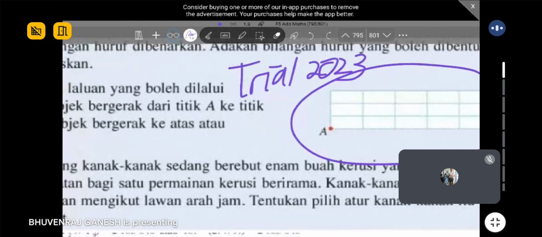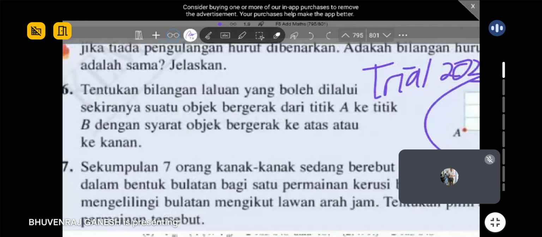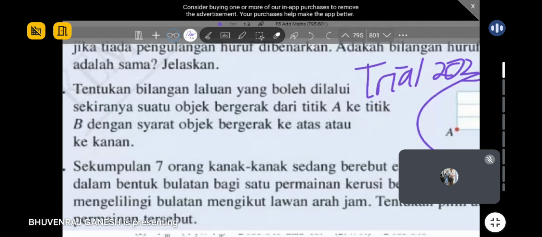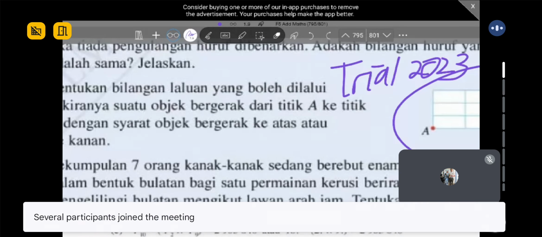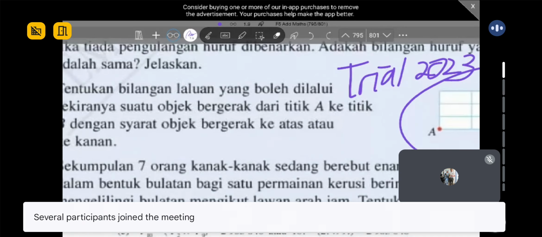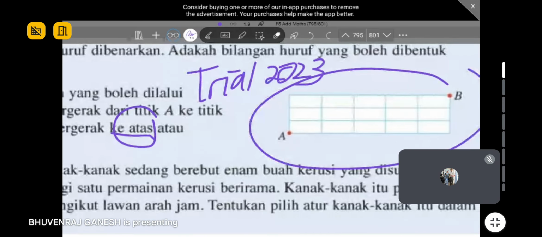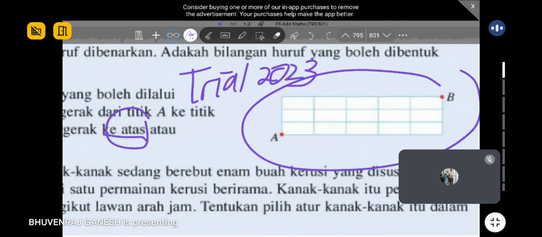It's quite important. Okay, so the question is basically to find the number of ways an object can move from A to B if it can only move up or to the right. Okay, it can only move up or right. Got only two conditions, up and right. So how do we do this, guys? How can we solve this question?